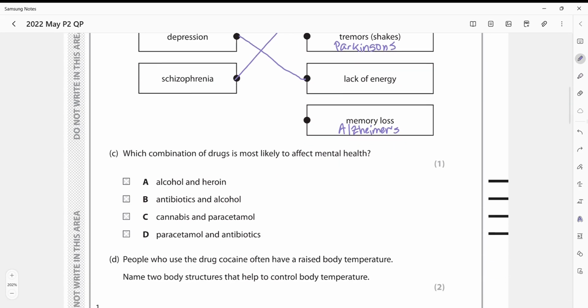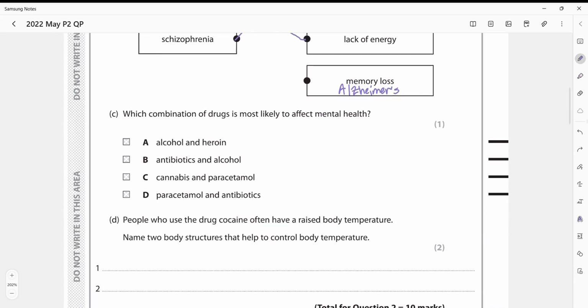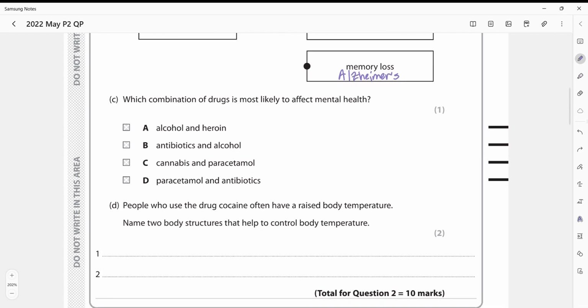Okay, part C. Which combination of drugs is most likely to affect mental health? So you want to look at the drugs that play a huge role in the mind. So alcohol and heroin are definitely going to be 2 drugs that would affect the mind. So I'm just going to write an X there. Antibiotics wouldn't really affect the mind as much because they are there to kill bacteria.